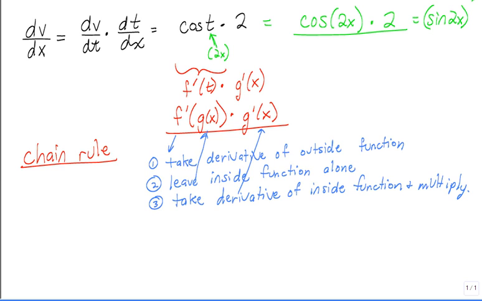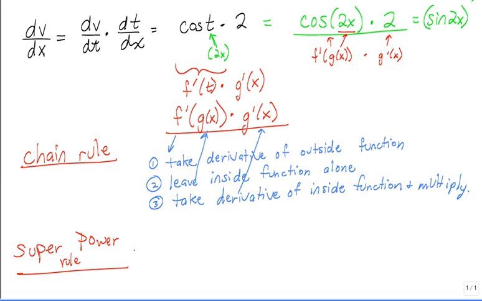Well, how does this apply? We just saw how this is applied. This right here is f prime g of x. g of x is the 2x, and that cosine is the derivative of sine. So we left the 2x alone, and the 2 was the derivative of 2x. And this leads us to the superpower rule. This is how we really use the chain rule, which is 4 steps.